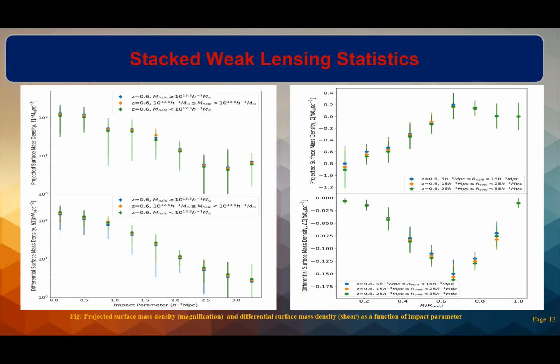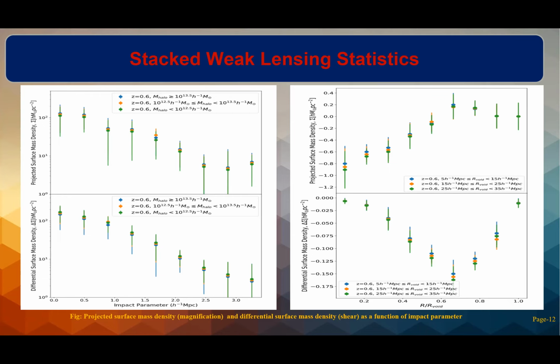So in the right panel figure, we have analyzed the same characteristics but for void analysis. We have considered three different ranges of voidity and projected our bundles in the directions of those voidity ranges and computed the projected surface mass density and differential surface mass density.